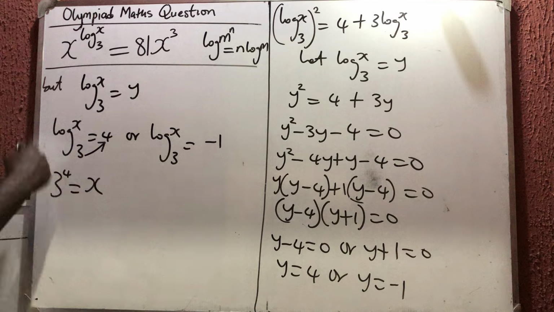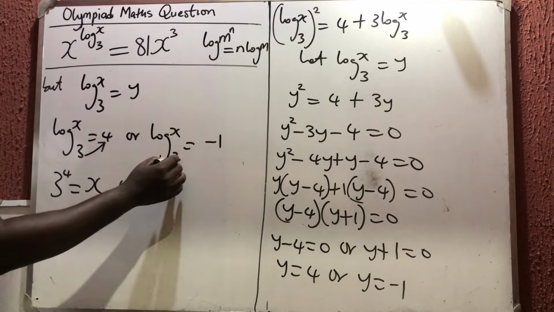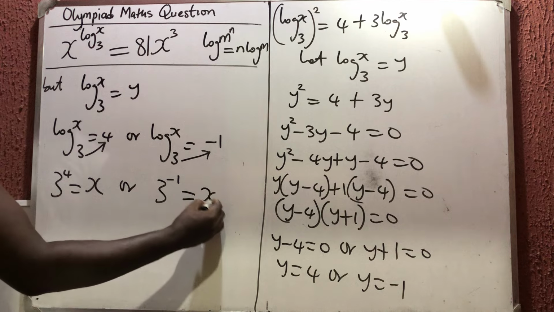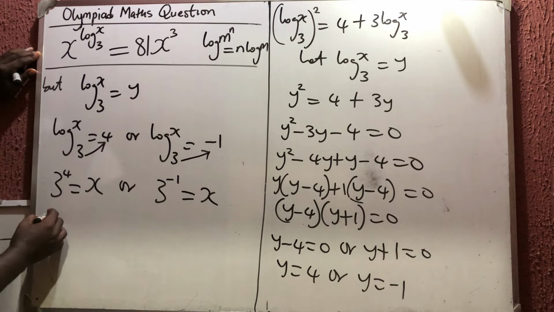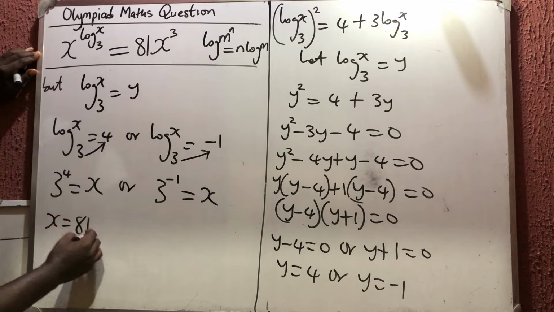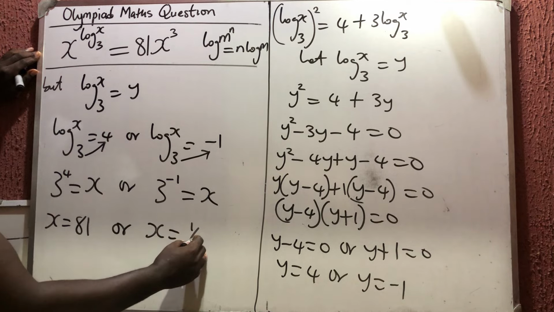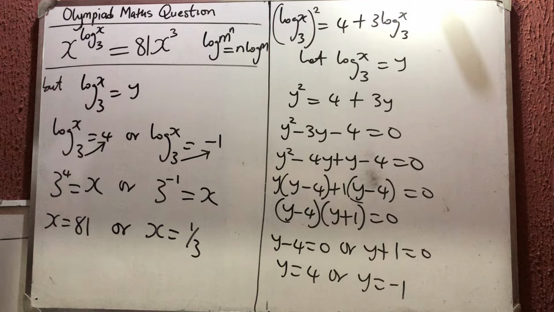This x, the log will disappear. The same thing here. So I'll be having 3 raised to power minus 1 is equal to x. The log has disappeared. So what we have? x is equal to 81, since 3 raised to power 4 is 81. Or x is equal to what? 1 over 3. Okay? So that is that for that.